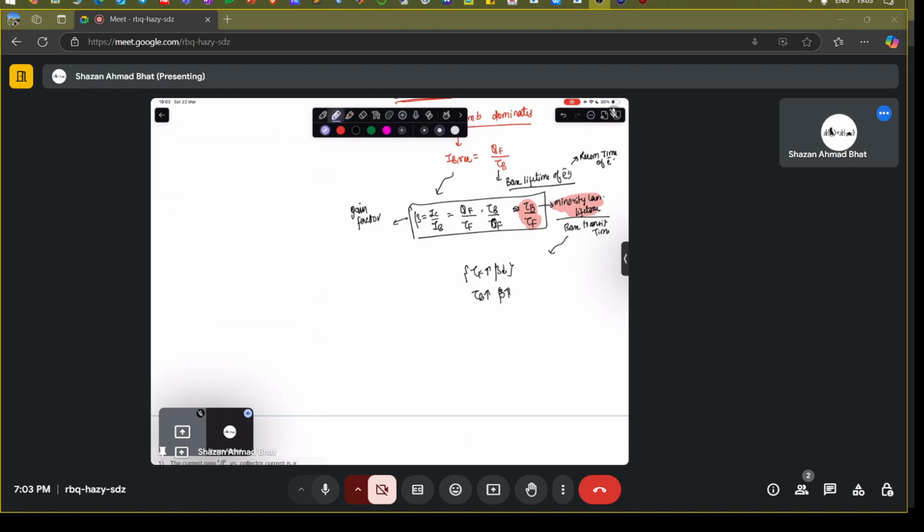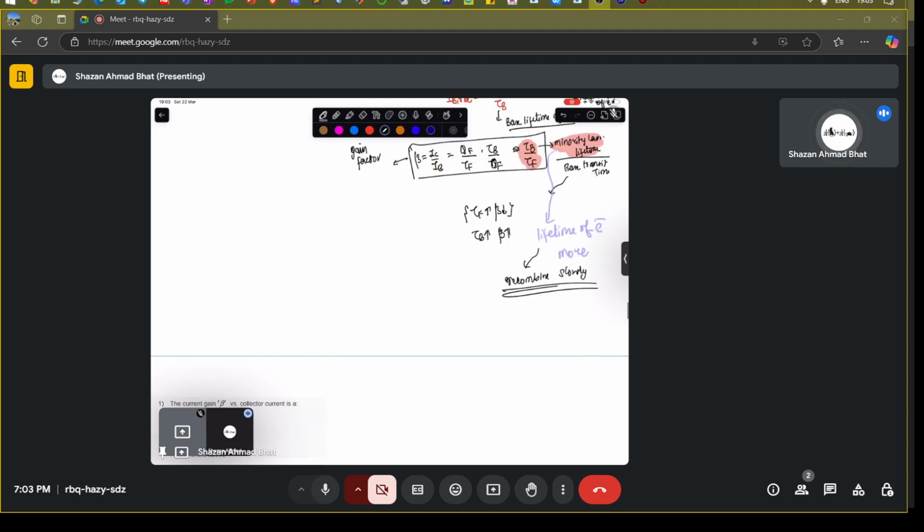What does this mean? This means the lifetime of electrons should be more. That means they should recombine slowly. They should not recombine at all. This is related to the recombination time. If you have an electron, you have a hole. This is the conduction band, this is the valence band. So how fast does this recombination take place?